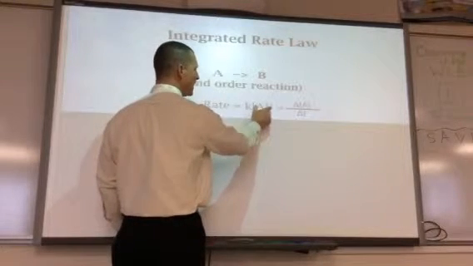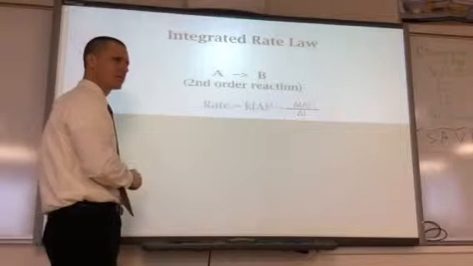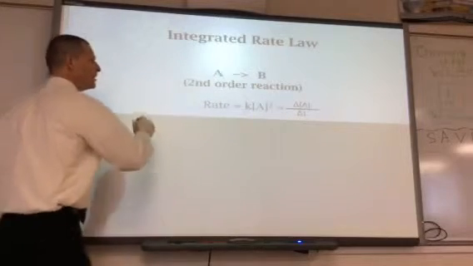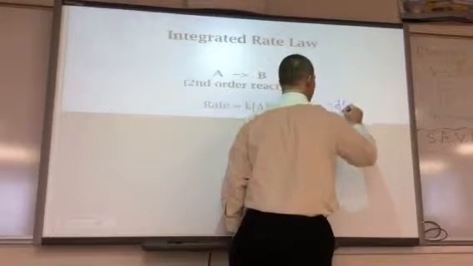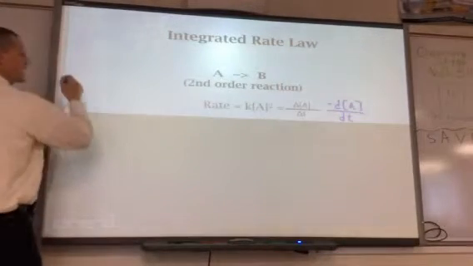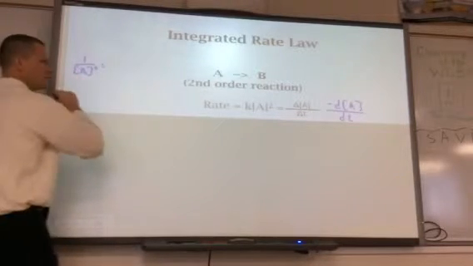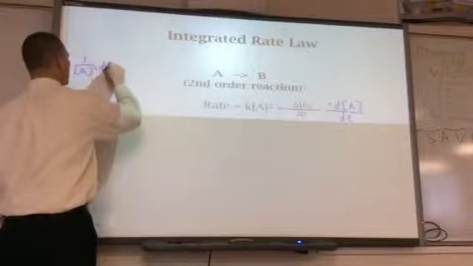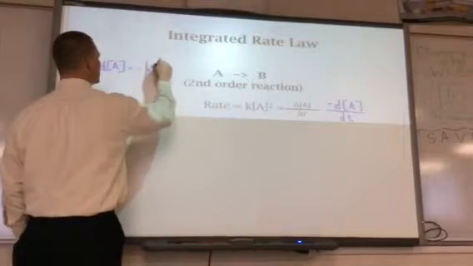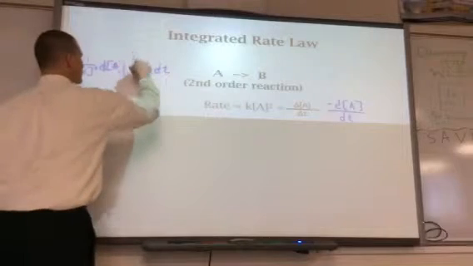So if it was second order, this is the differential rate law: rate equals k times the reactant concentration squared. So if we were to do this one as well, make this negative dA over dt. Moving the A's over to one side, it will look like this: 1 over concentration of A squared dA, that's equal to negative k dt. Okay, integrate this one.